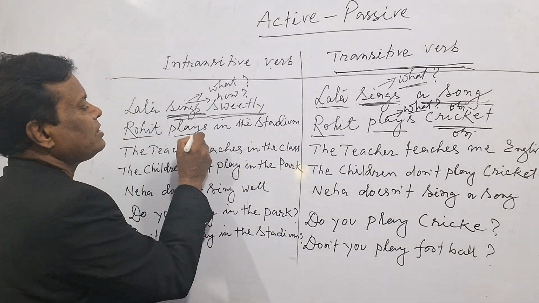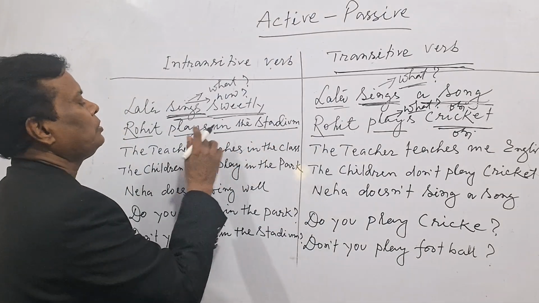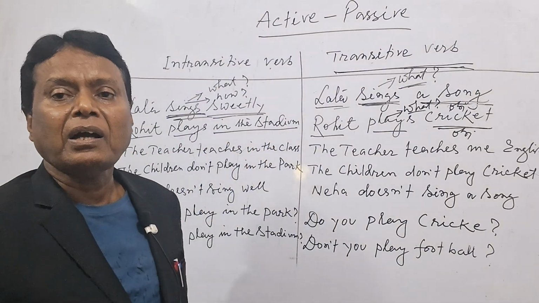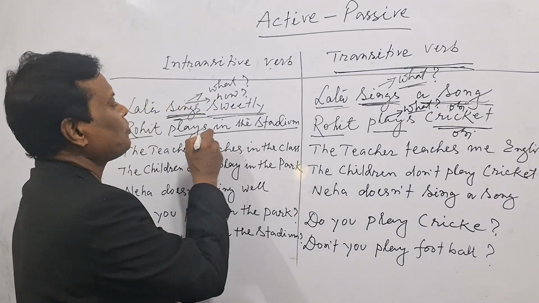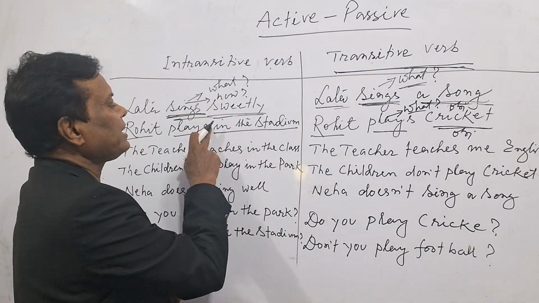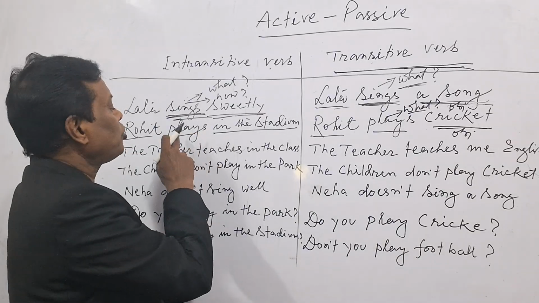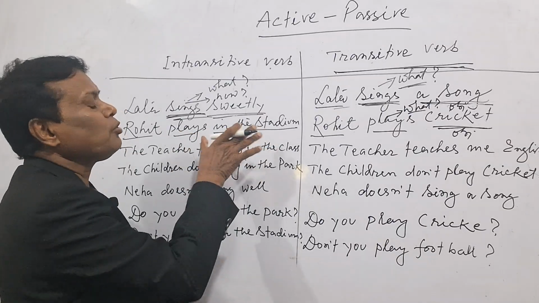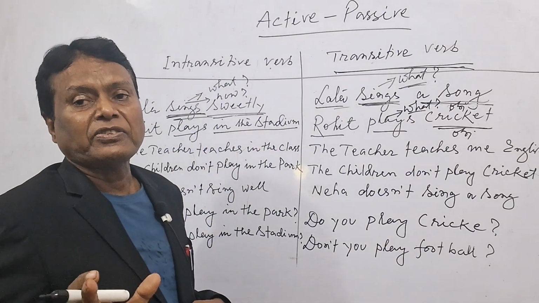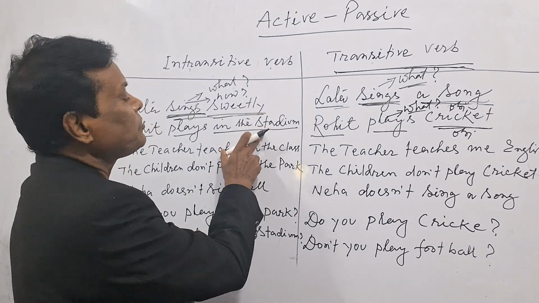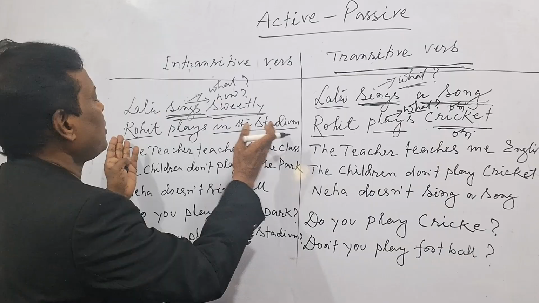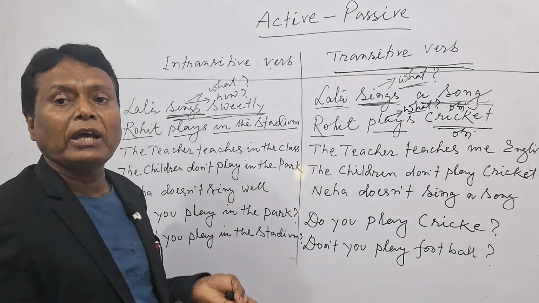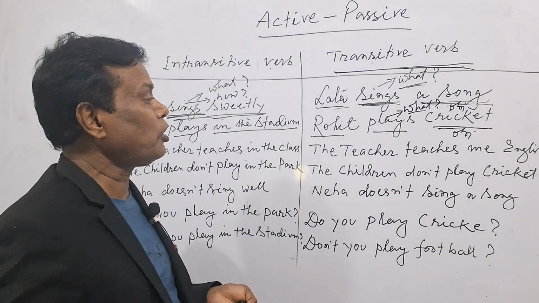रोहित प्लेज इन द स्टेडियम. व्हाट का जवाब नहीं है. कहाँ? स्टेडियम में. तो ये रोहित प्लेज व्हाट का जवाब नहीं है, क्रिकेट, because cricket is not there. Rohit plays in the stadium. This sentence you cannot convert into passive because it is intransitive. यहाँ पे ऑब्जेक्ट नील. आप कोशिश करो इसको कन्वर्ट करने के लिए पैसिव में, होगा नहीं, because object is nil. Object is not there.